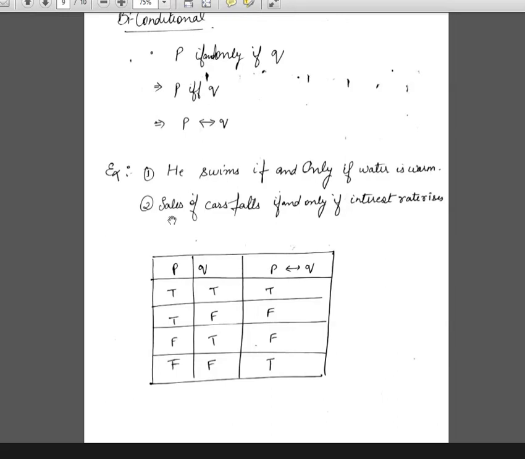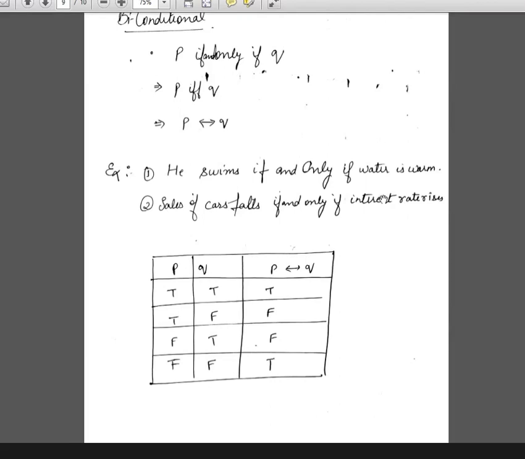And second, sales of cars fall. What happened? The car sales fall if and only if the interest rate rises. If the interest rate is high, then definitely too many people cannot get a loan for the car. So if the rate of interest is high, the sales of cars fall, and if the sales of cars fall, this is also the reason that the rate of interest is high.